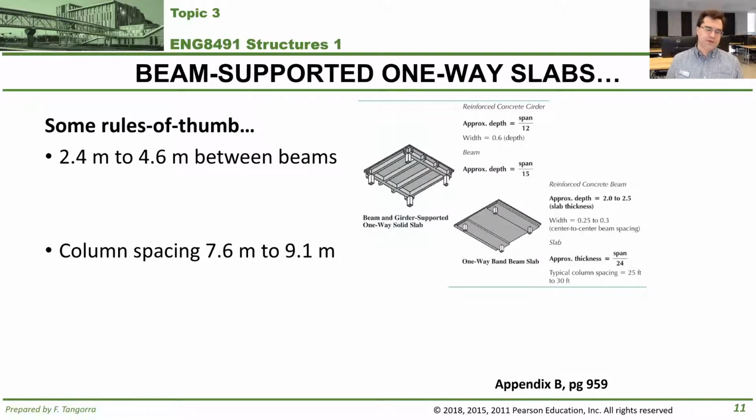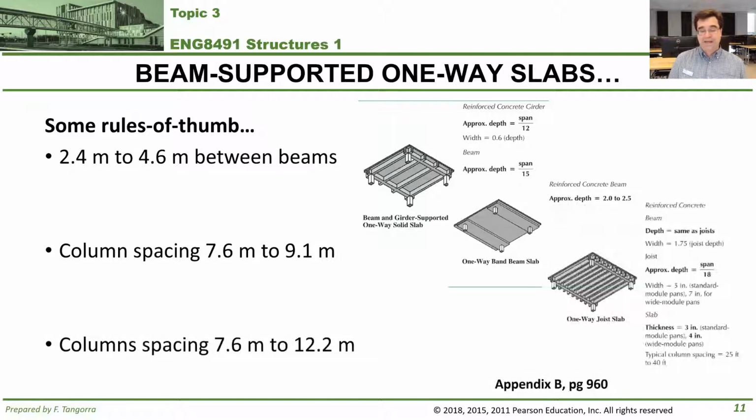In terms of column spacing for one-way band beam slabs, again, taken straight out of Appendix B from your textbook, your column spacing can be anywhere from 7.6 to 9.1 meters. Okay? And then for this one-way joist slab that you can see here, the column spacing can go from 7.6 to 12.2 meters. Okay? And that's because with the addition of all these extra joists, it makes the floor stiffer and it can be wider and bigger.